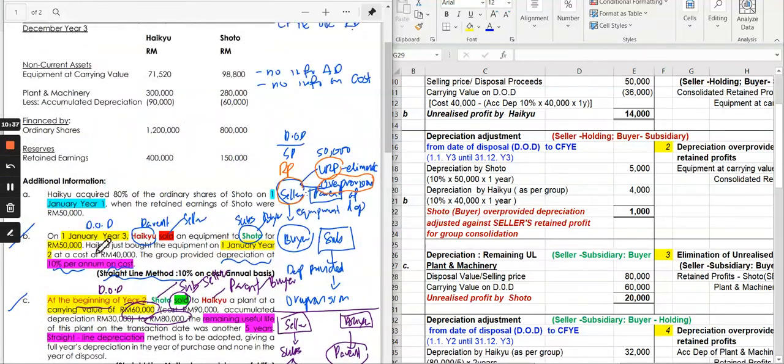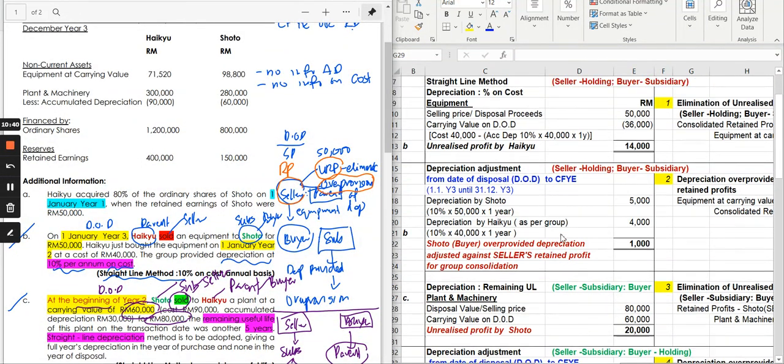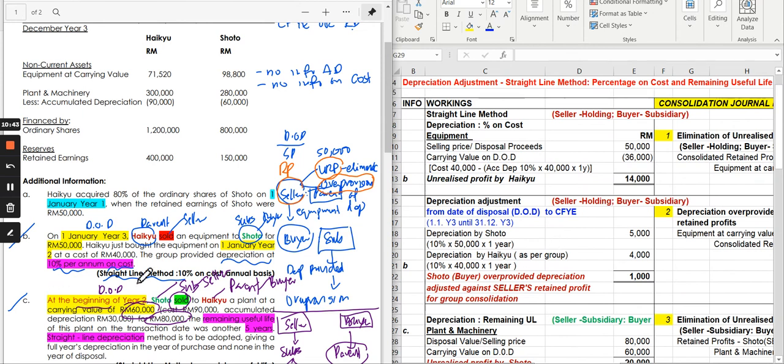Let us just do the one related to information B first. Information B is about equipment. So we have already identified that the seller is the holding company. Remember, the buyer is the subsidiary. So the selling price, as I mentioned earlier, was 50,000. So I put the 50,000 there. And it has to be compared with the carrying value on the date of disposal. So the date of disposal here is 1st of January year 3.